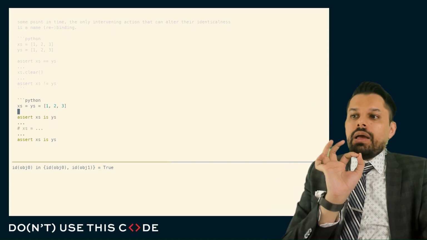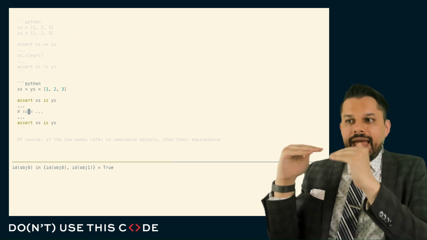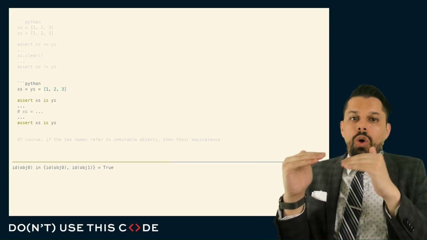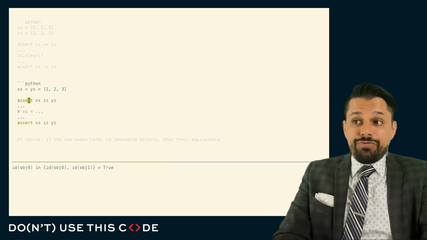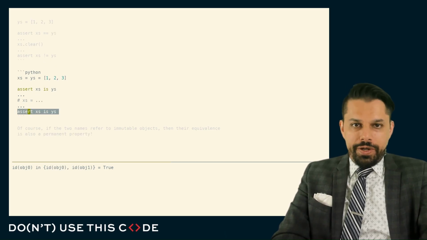However, as long as there are no name bindings, as long as nowhere in our code do we see x := something or x = something or y := something or y = something, if two names refer to identical objects at some point in our code, they will always refer to identical objects.